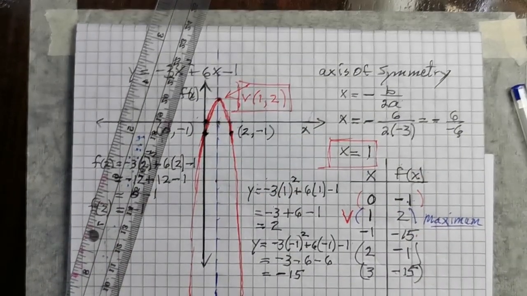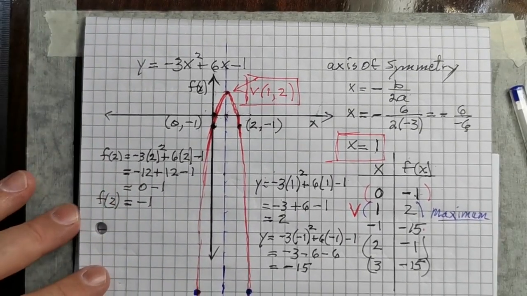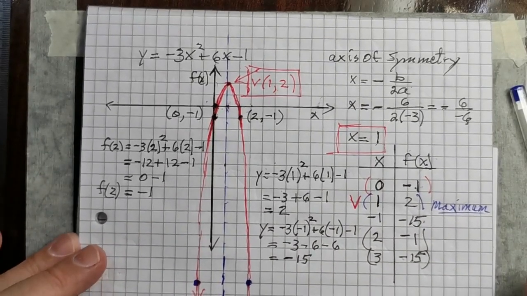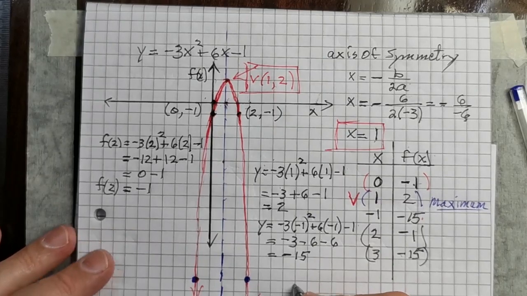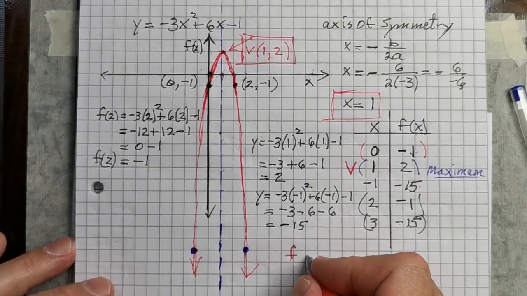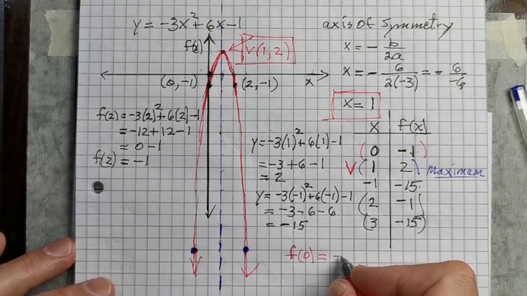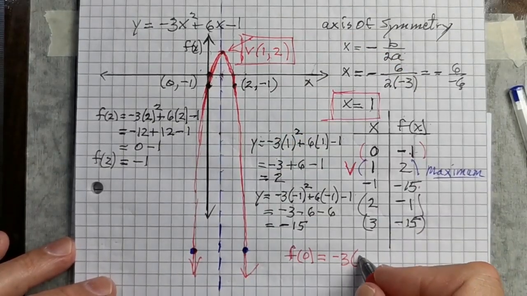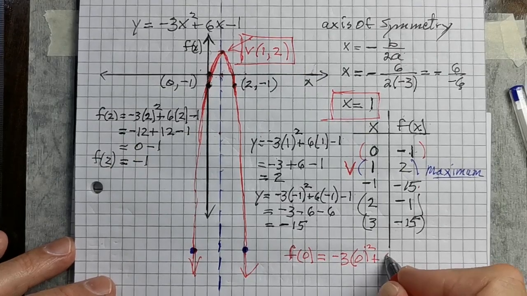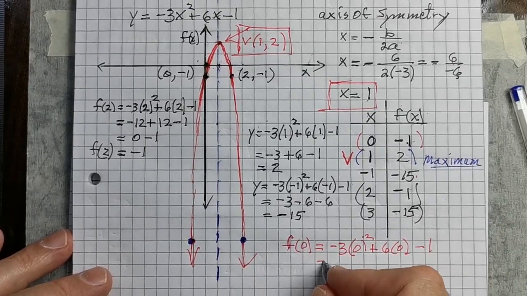So how do you find that? Well, it's pretty simple. Here we already did it by graphing, but if you really wanted just to identify the y-intercept, you would say it's the value of the function f when x equals 0. So what's f of 0? Well, it's minus 3, we did this earlier, times 0 squared, plus 6 times 0 minus 1. And what did we get out?